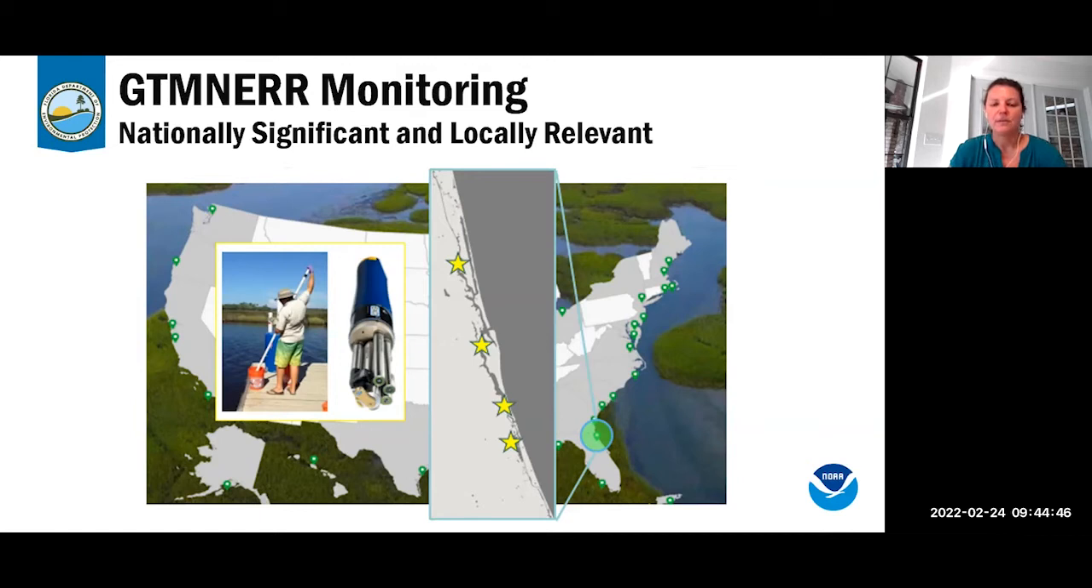And then every month we visit the sites and collect water to send to a lab for nitrogen, phosphorus, chlorophyll, those kind of eutrophication indicators, as well as bacteria and other parameters. And you're going to hear a lot more about this program from Shannon right after me.